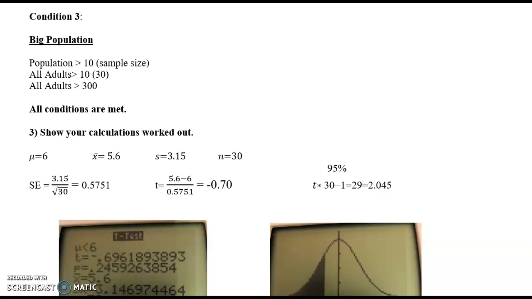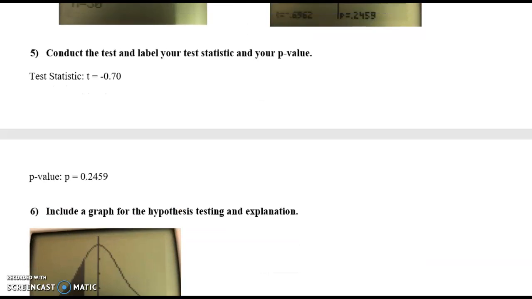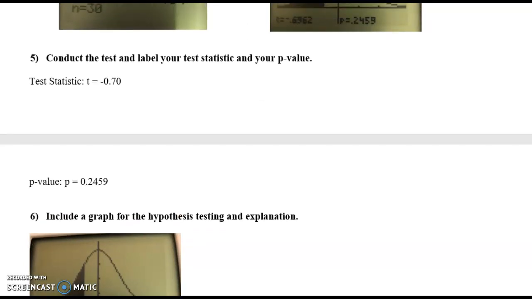Here's the calculations. Mu equals 6, x bar equals 5.6, s equals 3.15, and n is 30. Our SE is 0.571. Our t, our test statistic, is negative 0.70. And then our t critical value with df of 30 minus 1 equals 29 at 95% is 2.045. Again, our test statistic is negative 0.70.